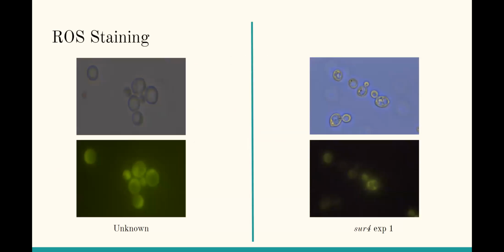So our first experiment is the ROS staining using D399. You can see the top pictures are white light photos and the bottom pictures are fluorescent photos. The vacuoles can be seen as well as the cytosol, and that can then be reflected here. The ROS staining, again, is picking up reactive oxygen species within these cells. So where there's a higher or brighter color is where there's more ROS.